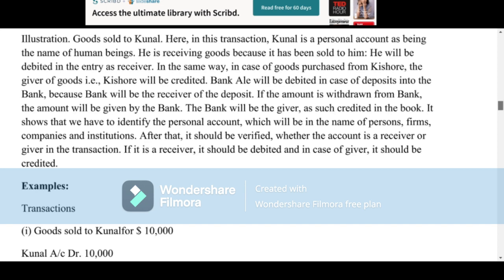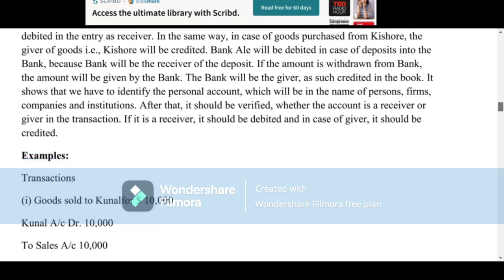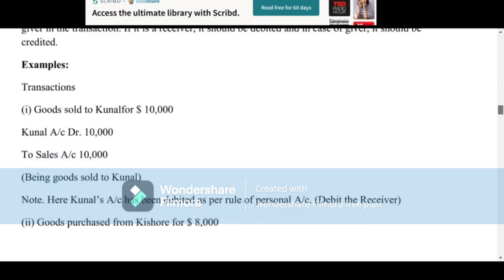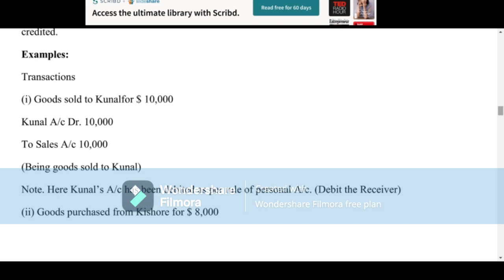Example. Now here I can show you examples of transactions. Number one, goods sold to Kunal for $10,000. Kunal's account will be debited $10,000 and sales account credited $10,000. After that you will put particulars or description, being goods sold to Kunal. Note here Kunal's account has been debited as per the rule of personal account: debit the receiver.